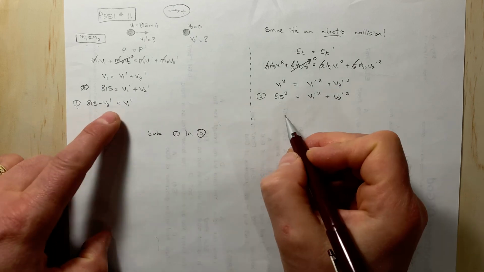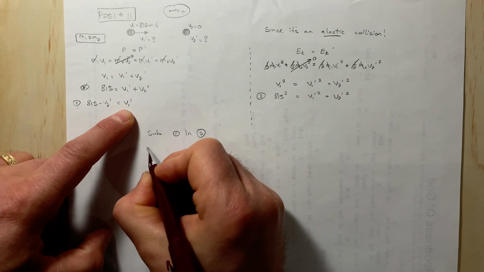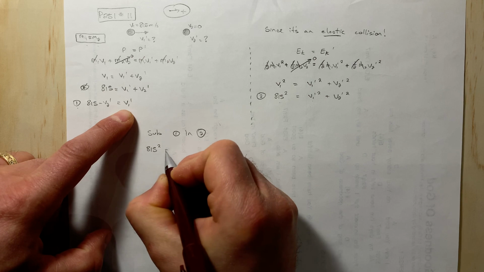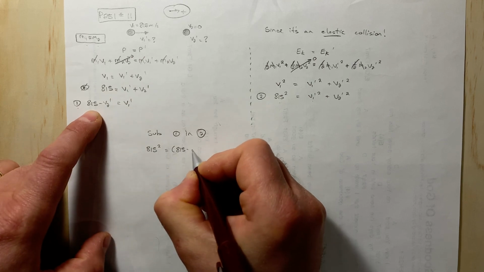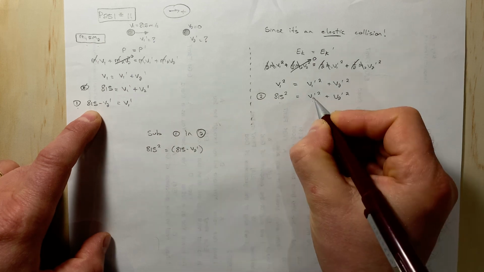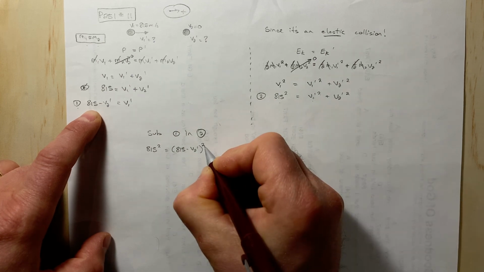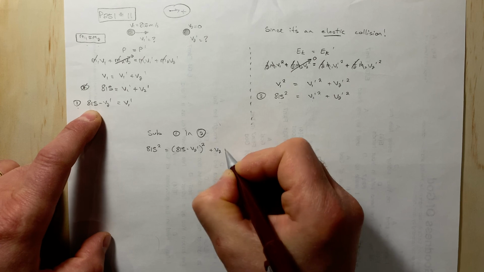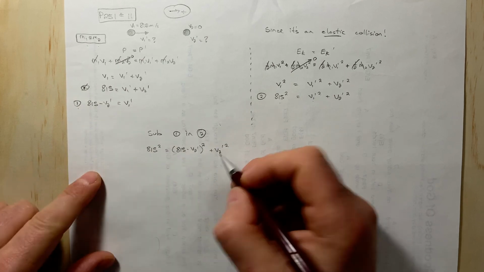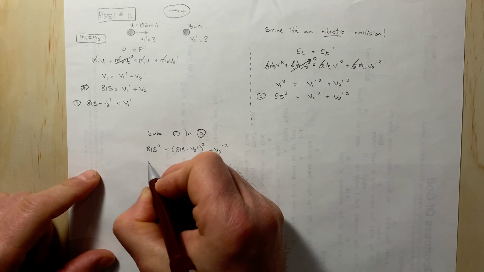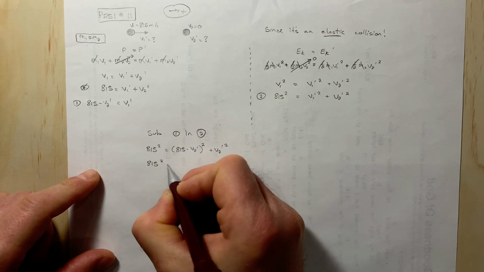What we're going to do then is that guy's going to go right here. So I'm going to have 815 squared equals, with v1 prime now 815 minus v2 prime, and again v1 prime is squared, so this whole thing is squared, plus v2 prime squared. Now it's just some math. I'm down to a single variable. We can solve this thing. I'll leave this as 815 squared for now.